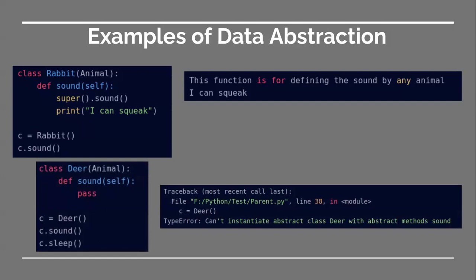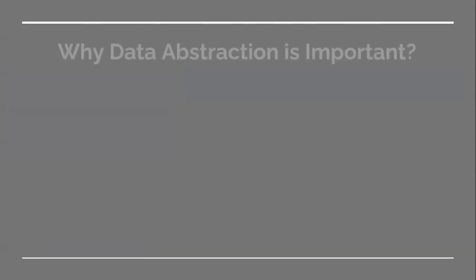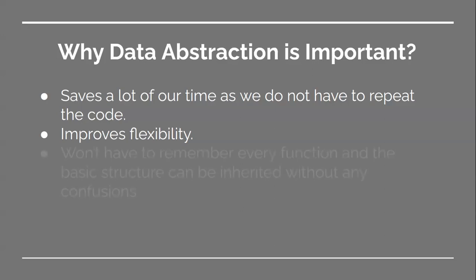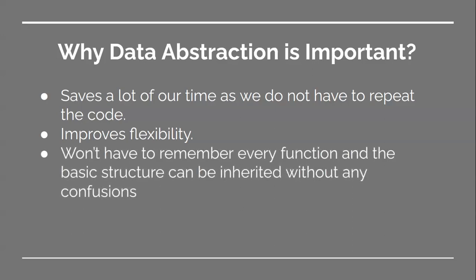Now that we know what data abstraction in Python is, we can also conclude how it is important. Data abstraction firstly saves a lot of our time as we do not have to repeat the code that may be the same for all the classes. Moreover, if there are any additional features, they can be easily added, thus improving flexibility. Not to mention, working in large teams becomes easier as one won't have to remember every function and the basic structure can be inherited without any confusion.